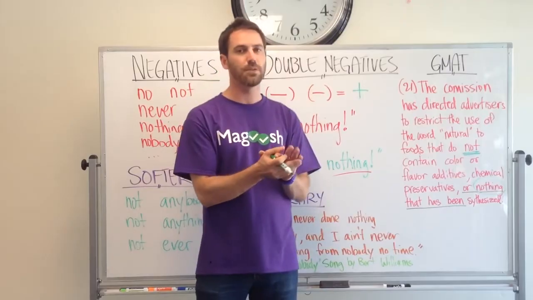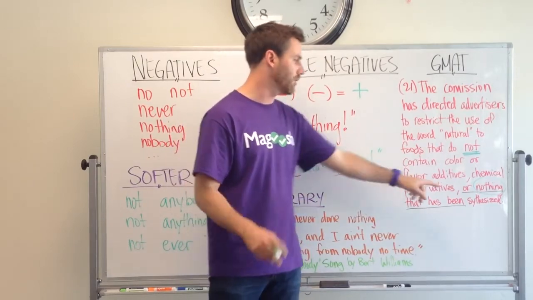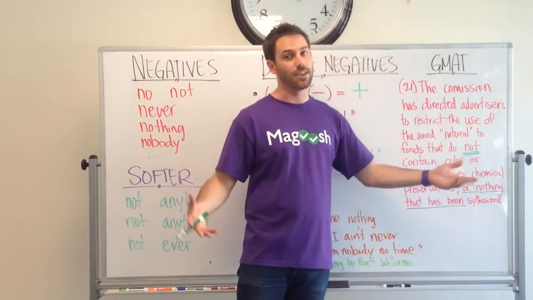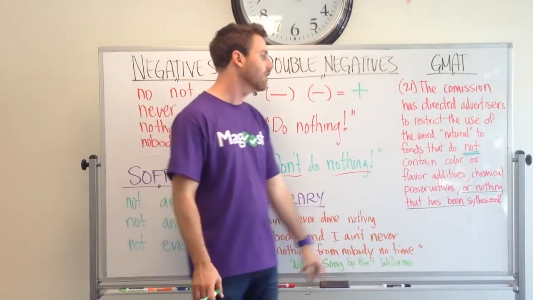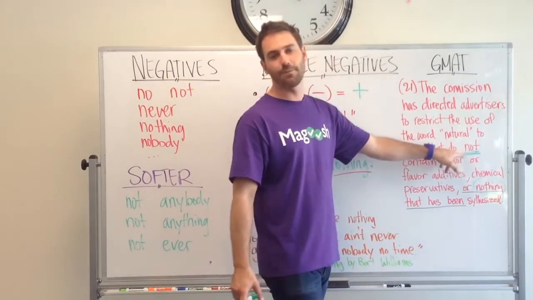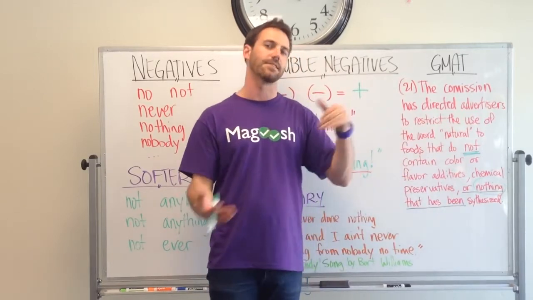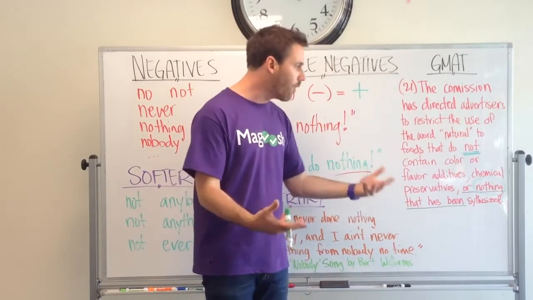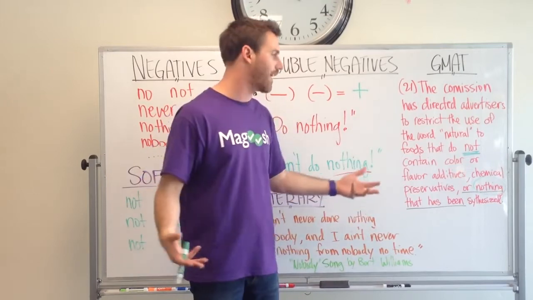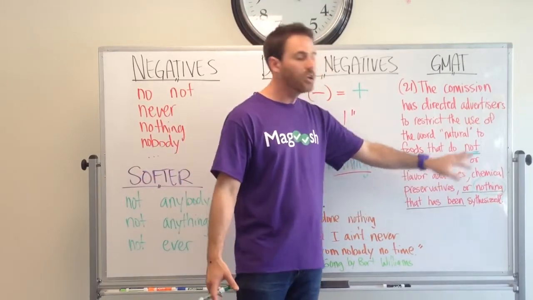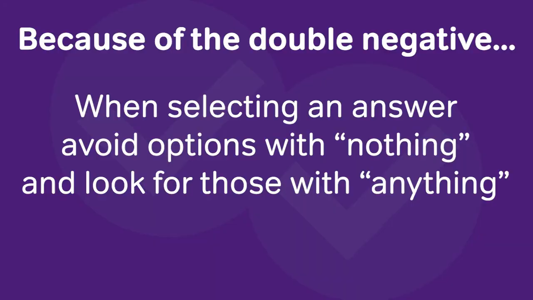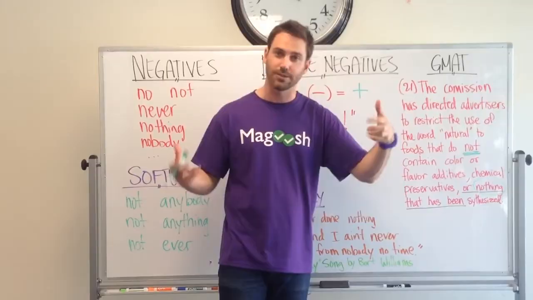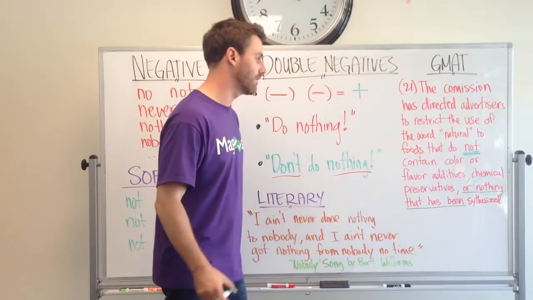And actually there's a 2-2 split between using nothing or anything. So if you're paying attention and you know about double negatives, you'll know that you can't have not and nothing in a sentence. It's not formal English. It's something that's not in academic writing. So you'd want to eliminate all answer choices that have nothing and go with the answer choices that have anything in them. And then at that point you have only two answer choices to really work with, which makes it a lot easier.